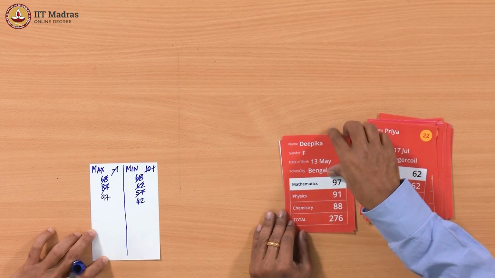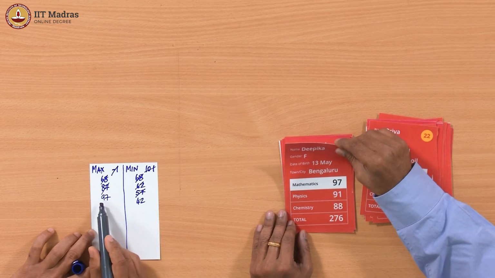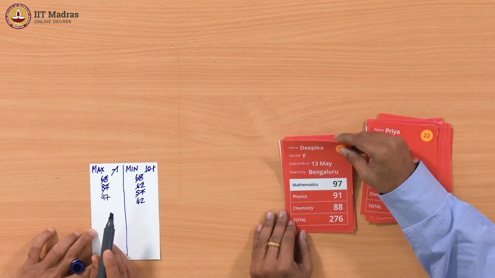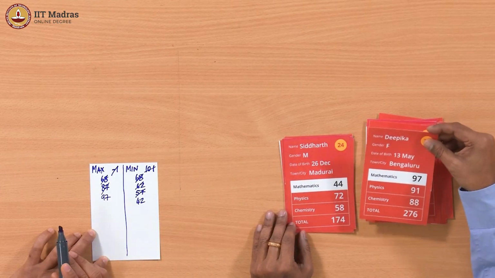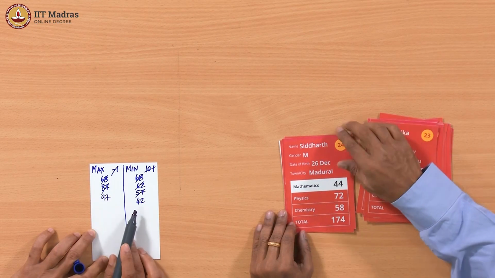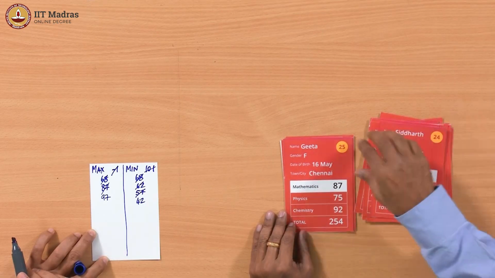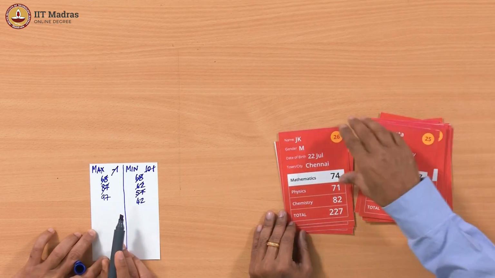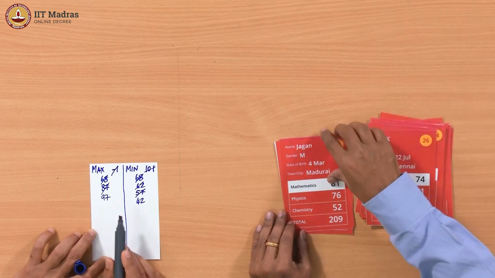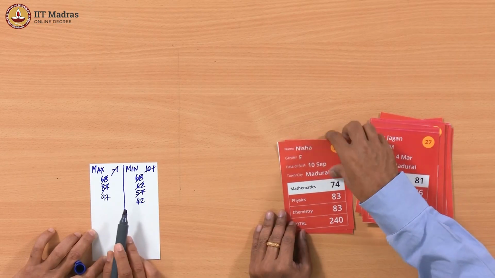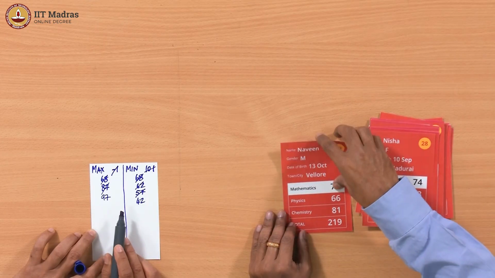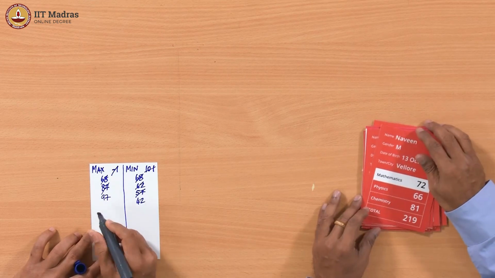Another 97. See, now all we want is the range. So the fact that there are two 97s doesn't change anything. We don't need to know who has got 97. Right, 44. No, it's still inside. 87. 74. 81. In between. 74. In between. 72. In between. Right, so we are done with all the cards now.